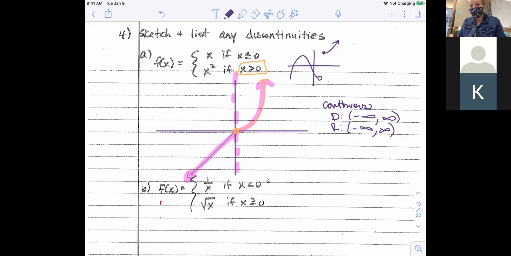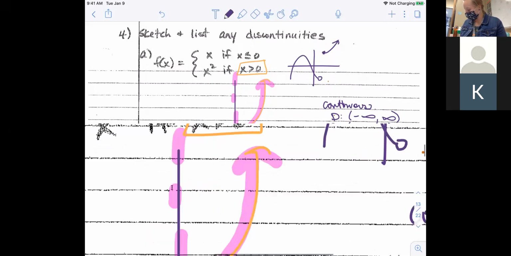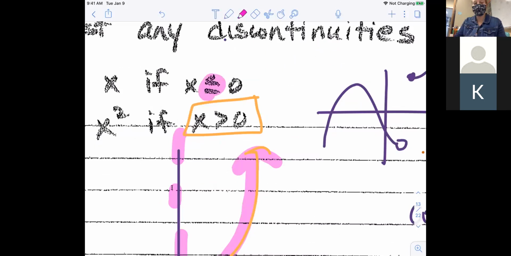How do you know if it's a hole or if it's a closed circle? You know it's a closed circle if I get to include it. So if it has a less than or equal to or greater than or equal to, then you get to include that point.